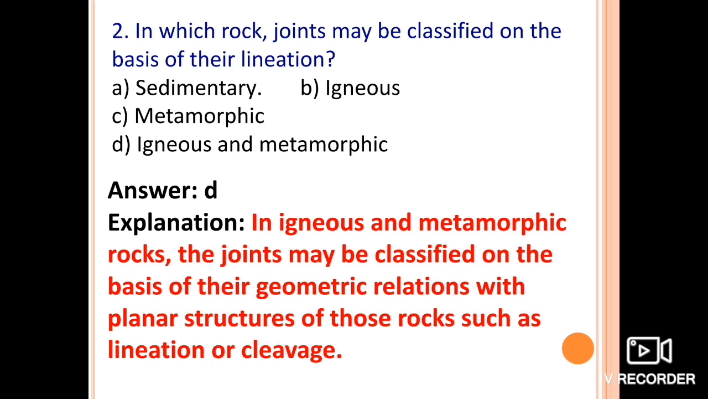We all know that lineation and cleavage are planar and linear structures. So the joints are classified on the basis of their geometrical relationship in igneous as well as in metamorphic rocks.